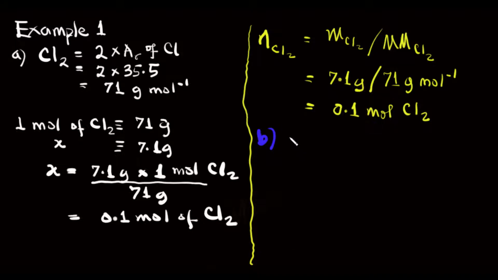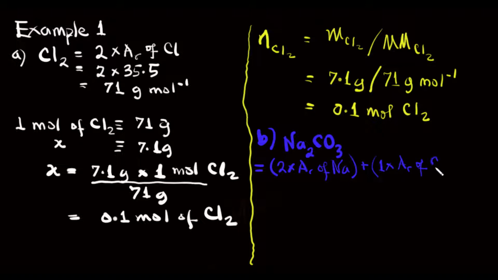1b, calculate the molar mass of Na2CO3. 2 times the relative atomic mass of sodium plus 1 times the relative atomic mass of carbon plus 3 times the relative atomic mass of oxygen.